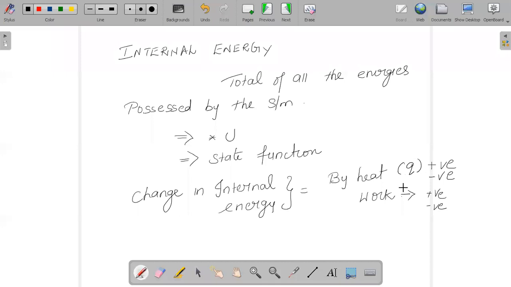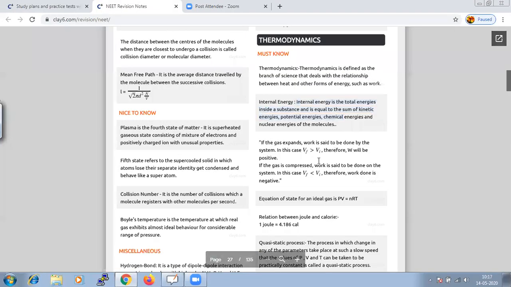In a similar way, we consider work. If work is done on the system, it is taken as positive. If the gas expands, work is said to be done by the system. In this case, W will be positive. And if gas is compressed, work is said to be done on the system. That means work done is negative. Whatever we studied regarding internal energy, the inference from that is here. What is internal energy and what we are supposed to remember in that, we have to consider.